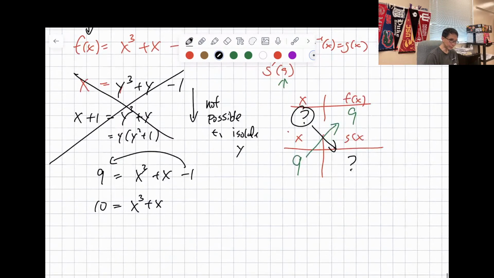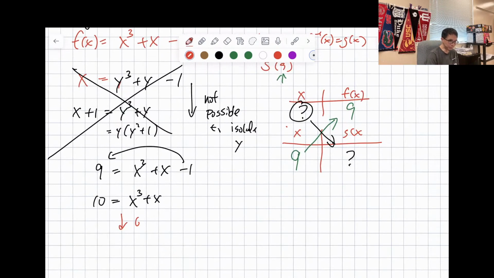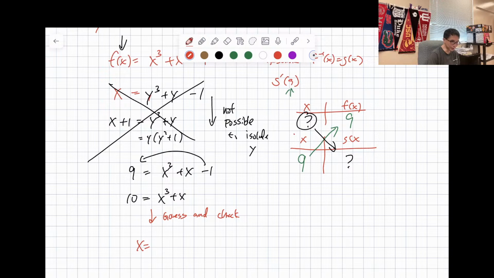So we can guess and check here. We can guess 1, but 1 cubed plus 1 doesn't work. So we can guess 2. 2 to the third power is 8, and 8 plus 2 is 10. So 2 works. So we know x is equal to 2 is true. But guess what? We discover that this is equal to 2. But if it's 2, then we know what g of x is now.